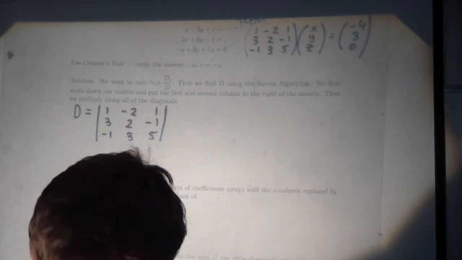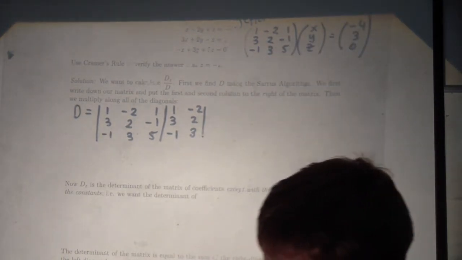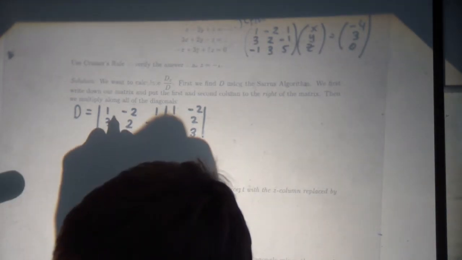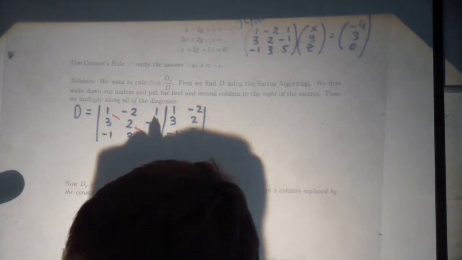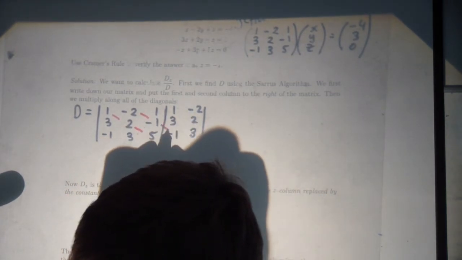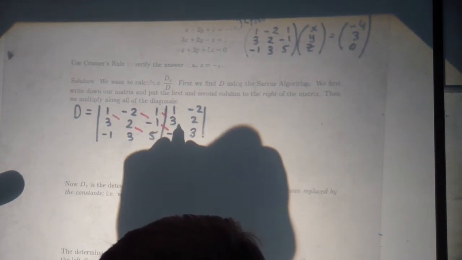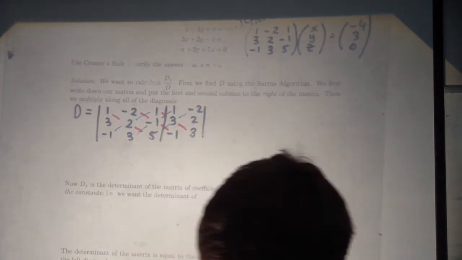To calculate it, one way of doing it is to write the first 2 columns again: 1, 3, minus 1, minus 2, 2, 3. And do right down diagonals minus left down diagonals. So right down diagonals: 1 multiplied by 2 multiplied by 5, minus 2 multiplied by minus 1 multiplied by minus 1, 1 multiplied by 3 multiplied by 3. And your left down diagonals, then minus 2 by 3 by 5, 1 by minus 1 by 3, 1 by 2 by minus 1.